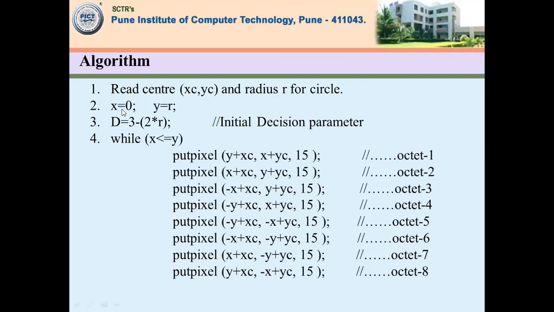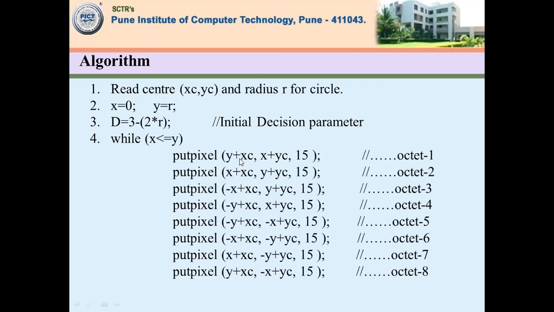So the initial value is x equals 0, y equals r, right? So d is equal to 3 minus 2r, that is the initial decision parameter. Now some termination condition is required, right? So what is the termination condition? When x meets the y value, then definitely the circle will end. So x should be less than or equal to y. It should not go beyond that.